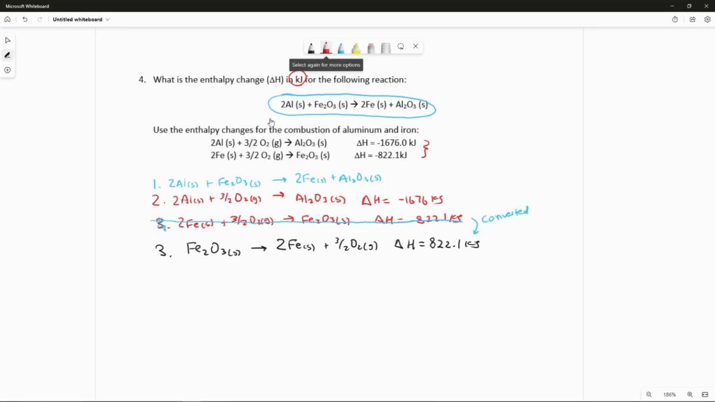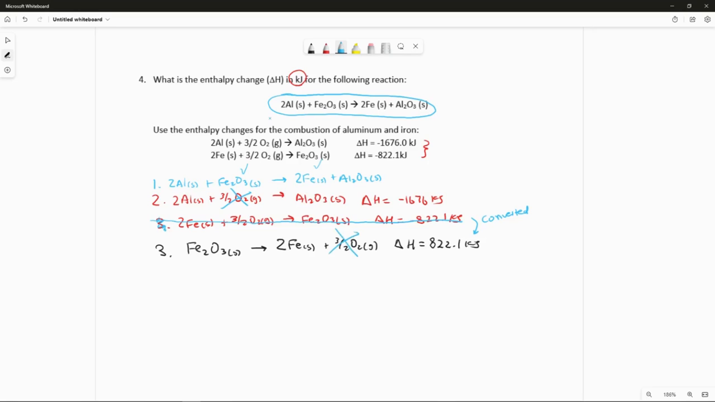Okay, now let's take a look. We have Fe2O3 on the left-hand side of the arrow, that's a check. On the right-hand side, we have 2Fe, check. We have a 3/2 O2 on the right-hand side, but at the same time, we have a 3/2 O2 on the left-hand side as well. So we can go ahead and cancel that out. That is non-existent anymore.